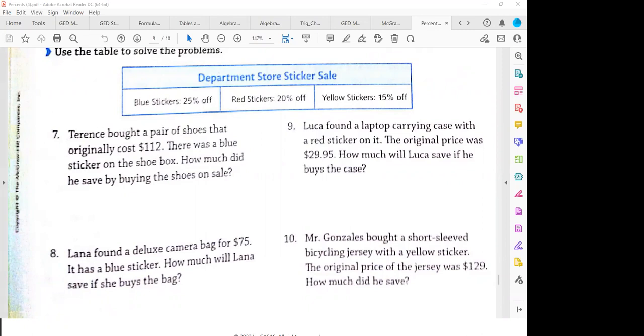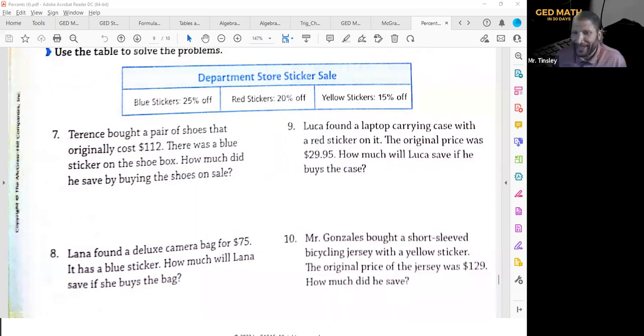25%. All right, Terrence bought a pair of shoes. Send me your answer in the chat. 112. There was a blue sticker on the shoebox. 25% off the blue slippers. 25% off, but that's not what they're asking. They're asking how much in dollars and cents did he save by buying the shoes on sale? He saved 112 times 25. Send it in the chat to me.